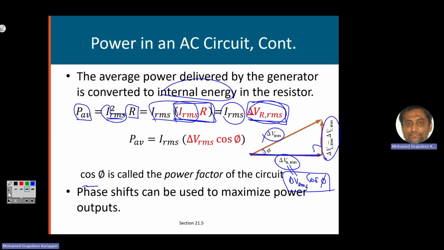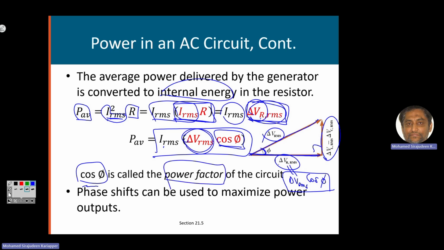So for this, I can write in terms of the total voltage. This is the voltage across the resistor. I can say it is the total voltage multiplied by the cosine of the phase angle. So finally, we get this expression for the power: IRMS, the current through the circuit, multiplied by the source voltage, which is the total voltage, multiplied by this factor cosine phi. So we call this cosine phi the power factor of the circuit.